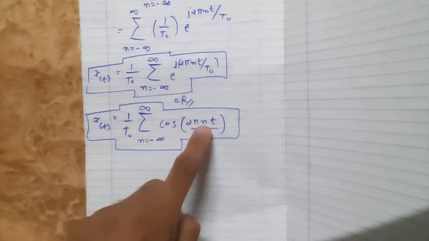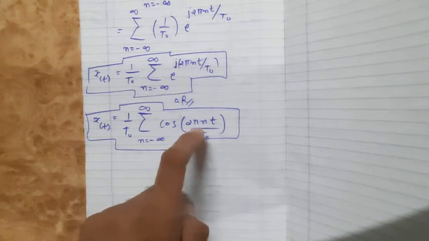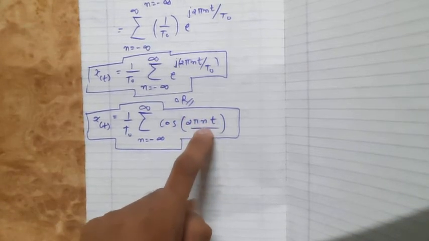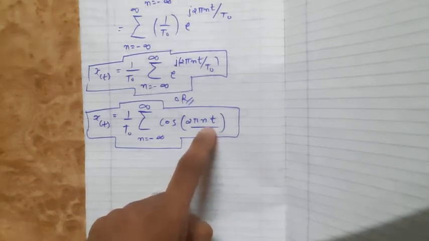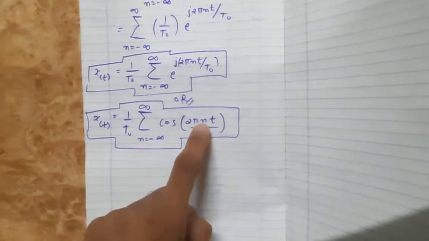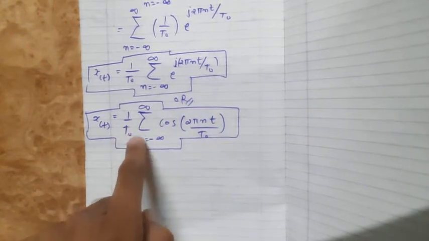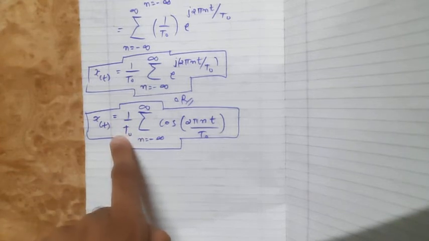Sorry, omega n t; 2 pi by T0 is omega. So you can put omega 0 n t and put n equal to 1, 2, 3, 4, 5, 6 and so on. Those values of n will suggest the frequencies: fundamental, second, third, fourth harmonics and so on. But there is no n term here, so the magnitude will remain constant.